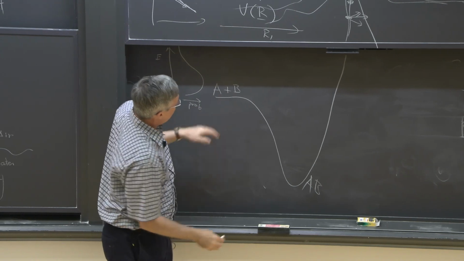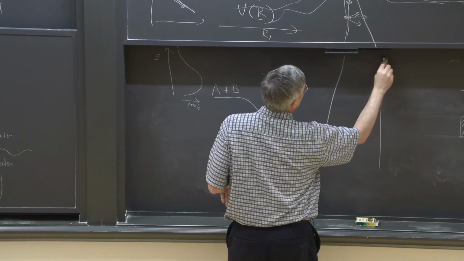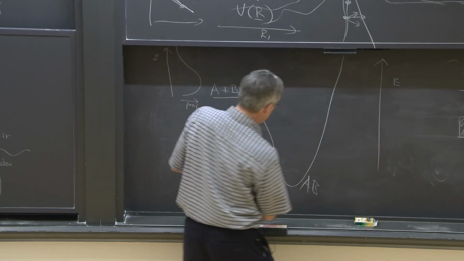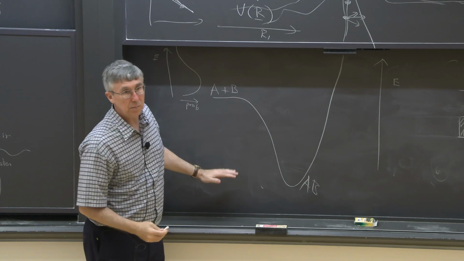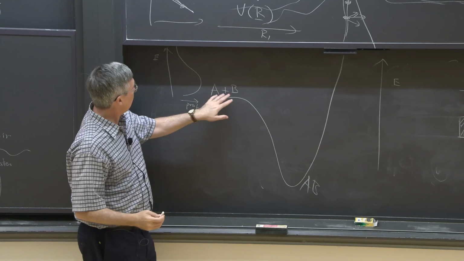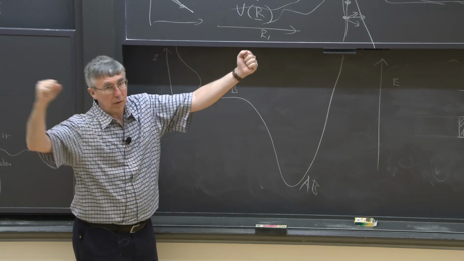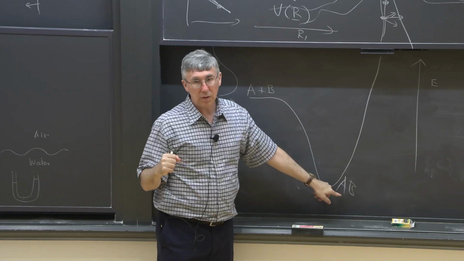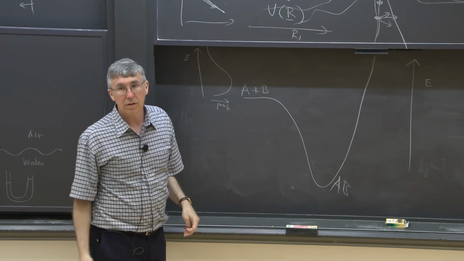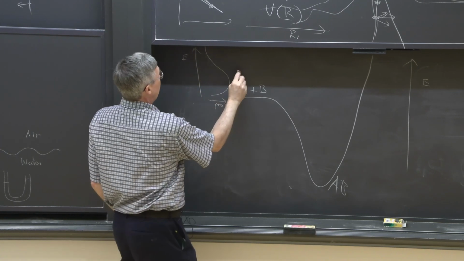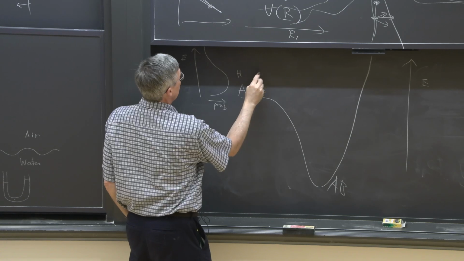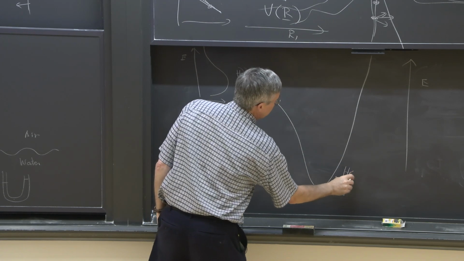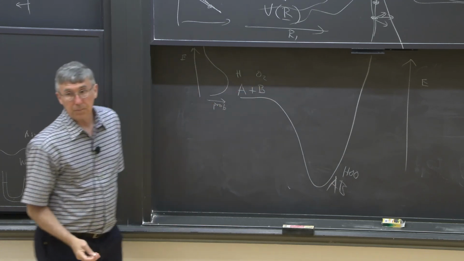This thing is a plot of energy versus this coordinate on the x-axis, which is like the geometries, where A and B are far away from each other, and then here are geometries where A and B are chemically bonded to make a new molecule. So for example, H plus O2. A is H, B is O2. You make HO2, HOO. Okay.